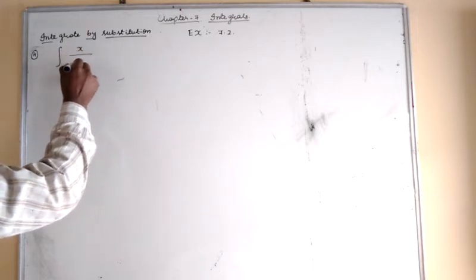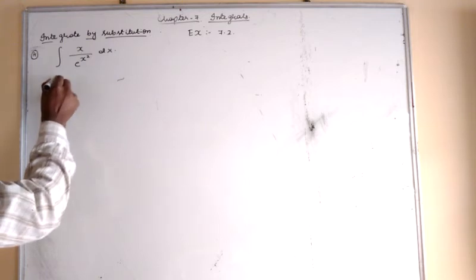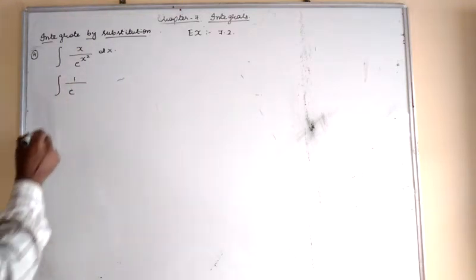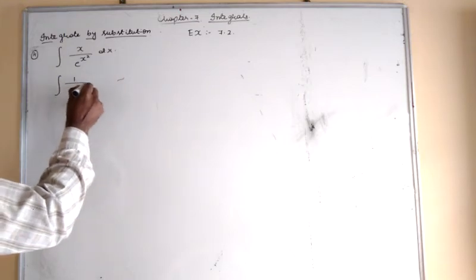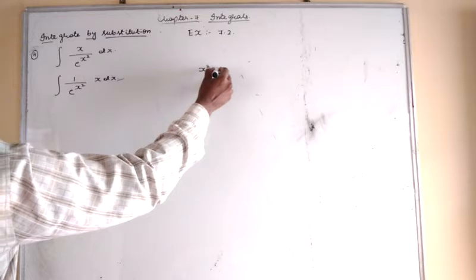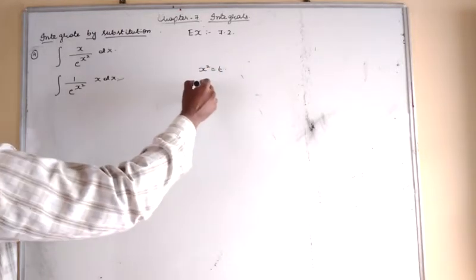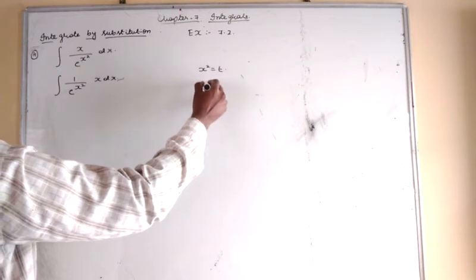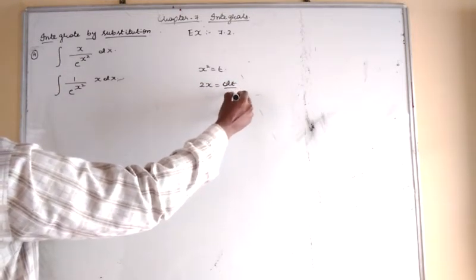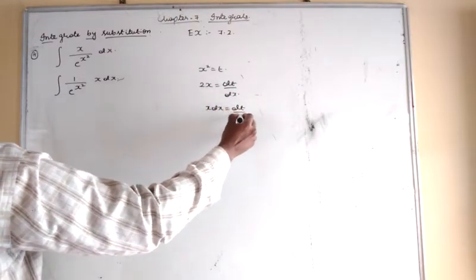x by e to the power of x square dx. We can write it as 1 by e to the power of x square into x dx. So x square is equal to t. Differentiation of this, 2x is equal to dt by dx, then x dx is equal to dt by 2.